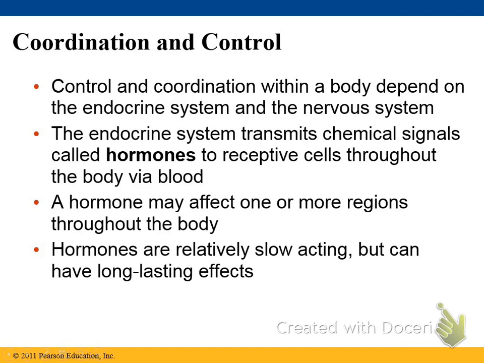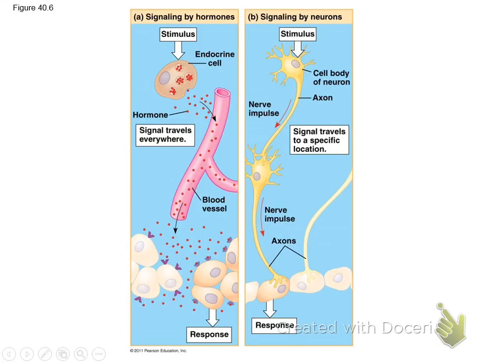Control and coordination within the body depends on the endocrine system and the nervous system. The endocrine system transmits chemical signals called hormones to receptive cells throughout the body via blood. A hormone may affect one or more regions throughout the body. Hormones are relatively slow-acting, but have a long-lasting effect. And this is just showing how that works.